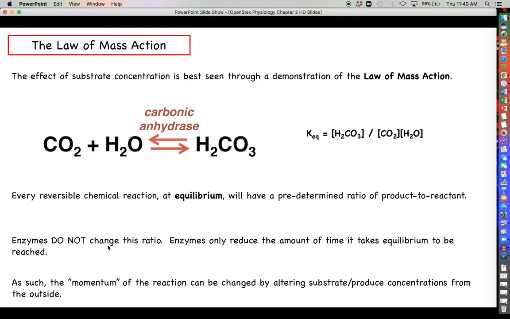So that is the law of mass action. The direction of a reversible reaction can change depending on where the system is. If the system's at equilibrium, then nothing much is going to change. But if you do something to change things so that you're not at equilibrium anymore, the system is going to adapt so that equilibrium will be reestablished.